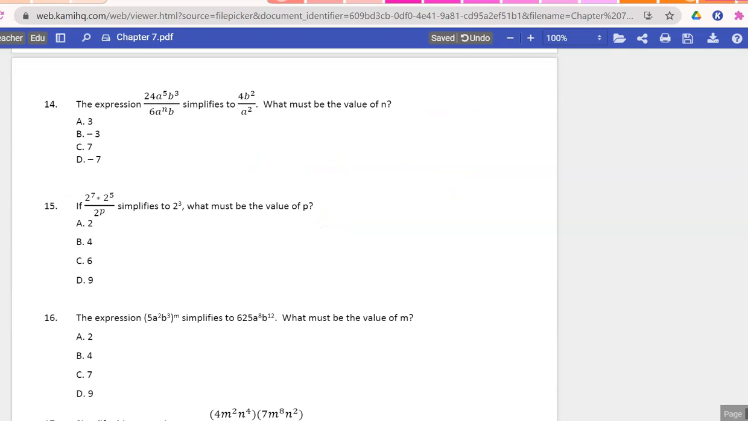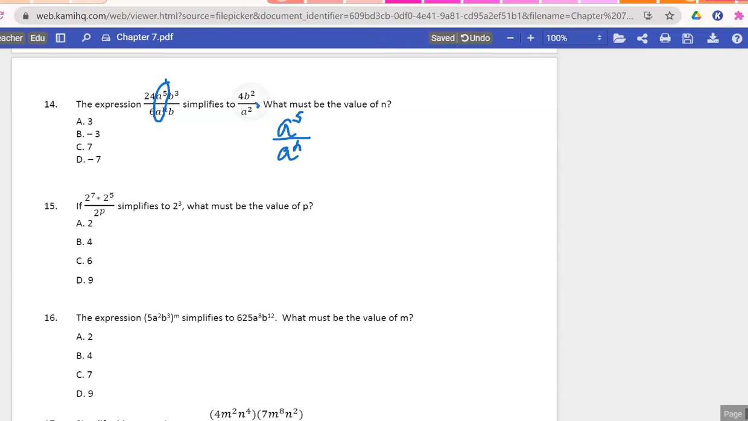Number 14 is another one where you're looking for the value of some number that they're giving you. So you start with the expression 24a to the 5th b to the 3rd over 6a to the nth b. They tell you that this simplifies to 4b squared over a squared, and they want to know what has to be the value of n. The only thing you are concerned about here is the a to the 5th over a to the nth. So I'm going to pull that piece out of this expression, a to the 5th over a to the nth.